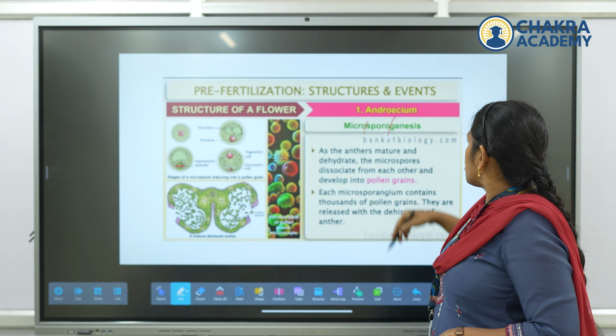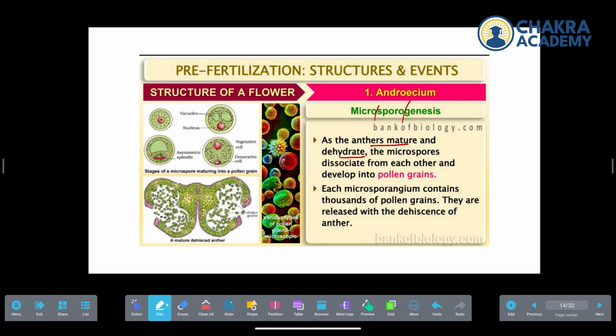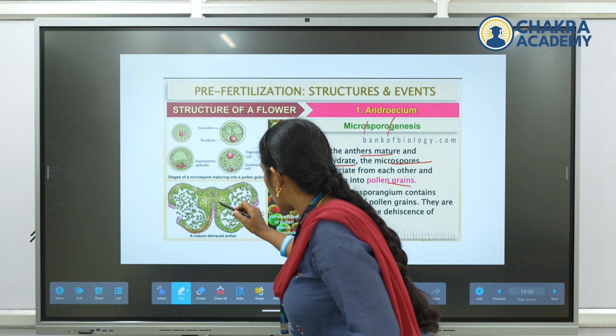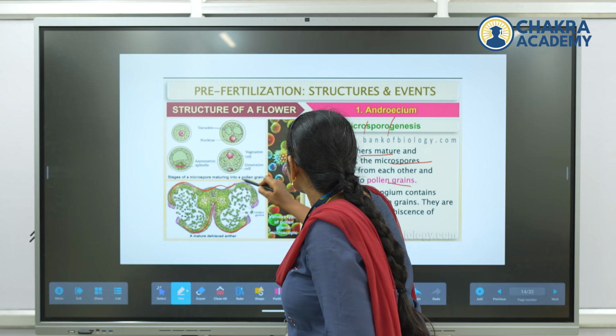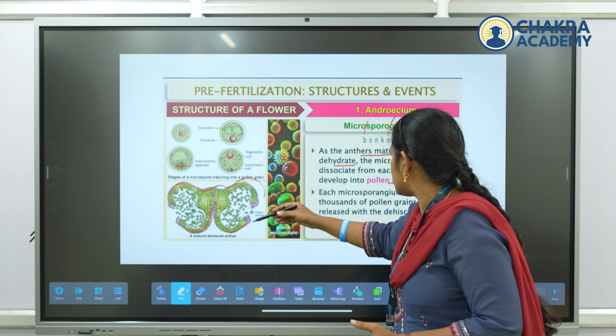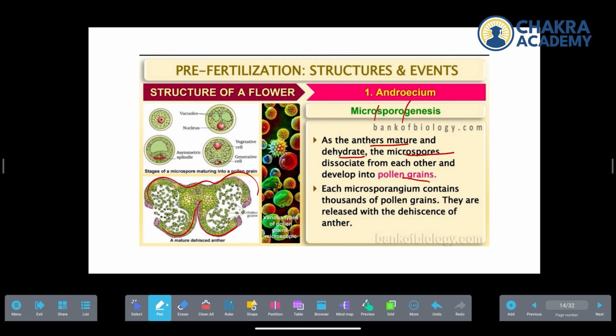So in microsporogenesis, as the anthers mature, they dehydrate, the microspores dissociate from each other and develop into complete pollen grains. So this is the picture of a matured dehisced anther. In this matured dehisced anther, it dehydrates. Dehydrate means it loses its water. Once it loses its water, it starts to dissociate or separate. Once it starts to dissociate from each other, each cell will develop into a pollen grain.